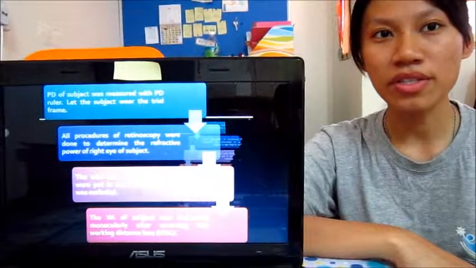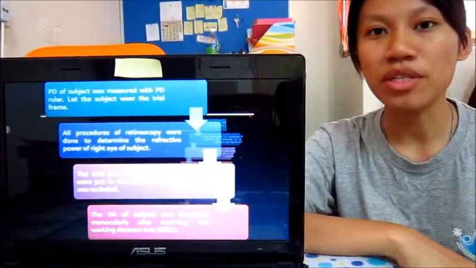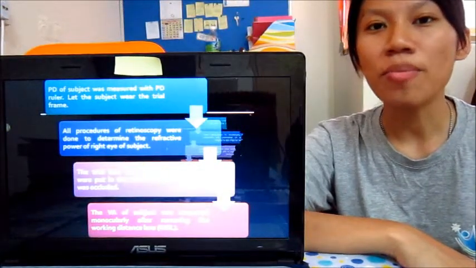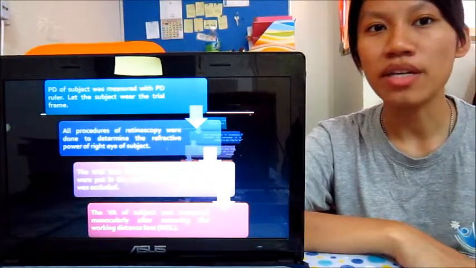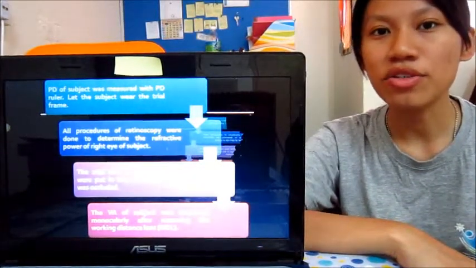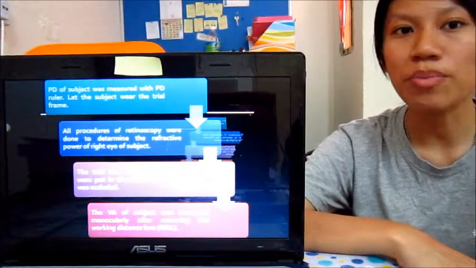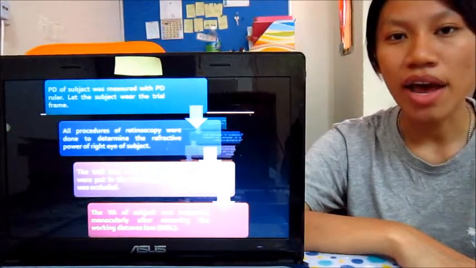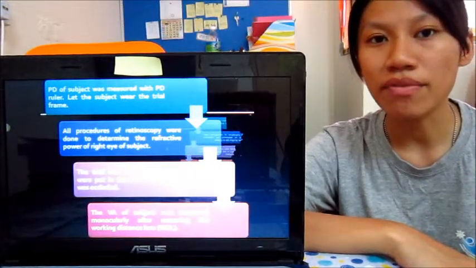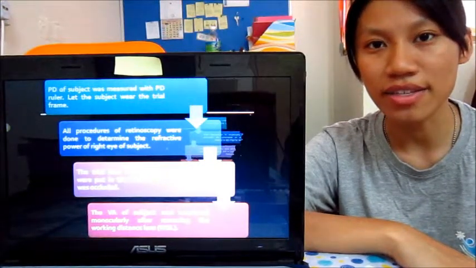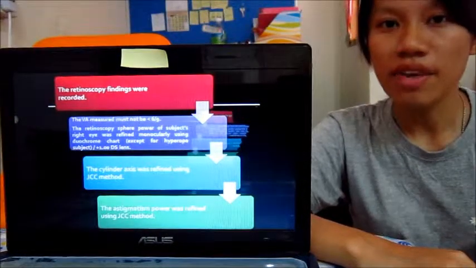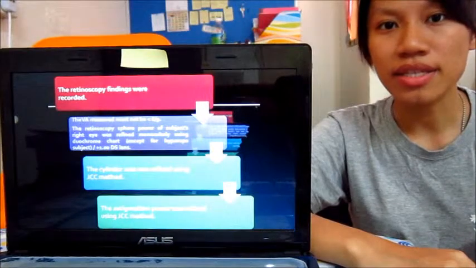The first step was the PD of subject was measured using a PD ruler, and we let the subject wear the trial frame. All procedures of retinoscopy were done to determine the refractive power of right eye of subject. Next, the trial lens with corrected power were put in the trial frame, and the left eye was occluded. The VA of subject was measured monocularly after removing the working distance lens. After all, the retinoscopy findings were recorded. The VA measured must not be less than 6/9.